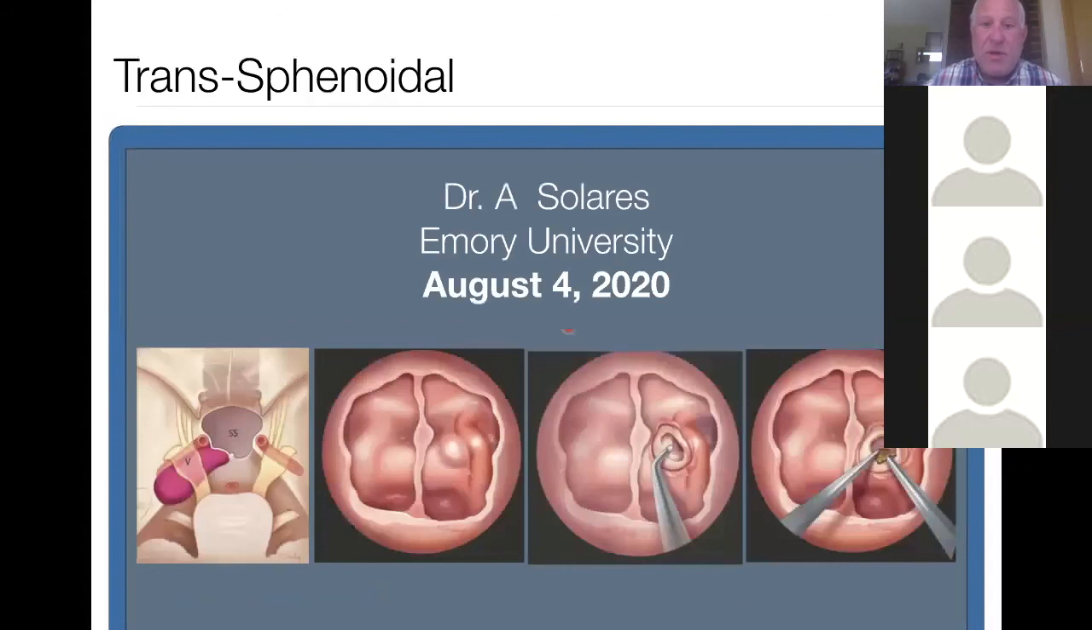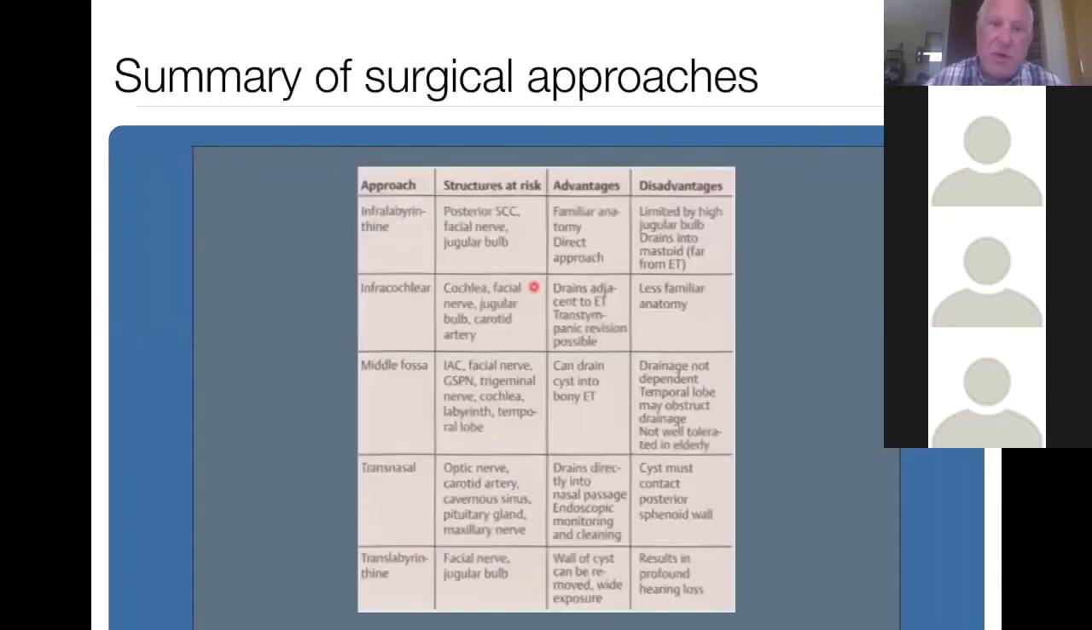And again, I mentioned this only for completeness' sake. Dr. Solaris, August 4th, will talk about the approach, the endonasal approach or transsphenoidal approach via the sphenoid into the apex of a cholesterol granuloma lesion. This is a good chart because it looks at the various approaches, the structures at risk, the advantages and the disadvantages. Any of you who really want this, I'll be glad to share it with you.